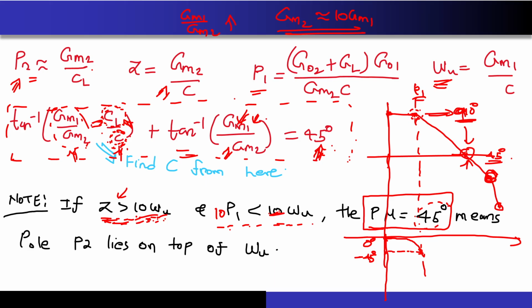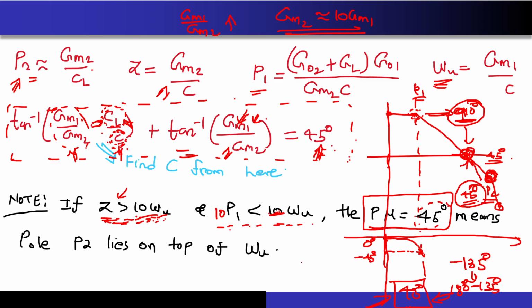Now if I put this particular pole P2 exactly on top of my omega UGB, correct, then what is going to happen? This pole P2 will contribute a 45 degree of phase degradation. So 90 degree came from pole 1, 45 degree came from pole 2. The net phase became minus 135 degree. So if I add 180 degree over here, my phase margin is equal to 45 degree. And this is what the question is also mentioning. Correct? This is what the question is also mentioning.